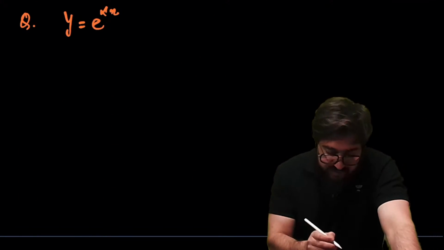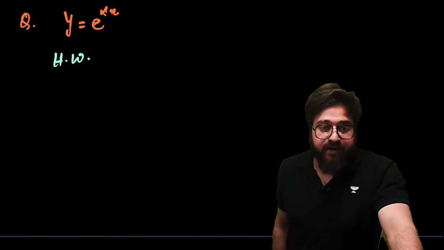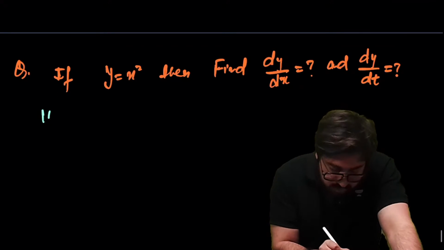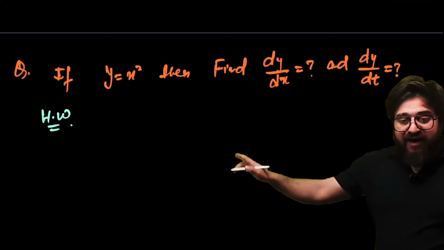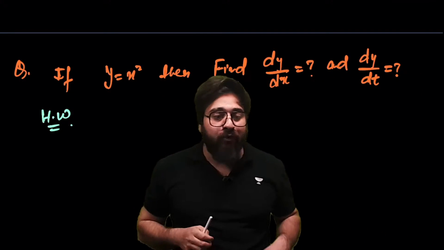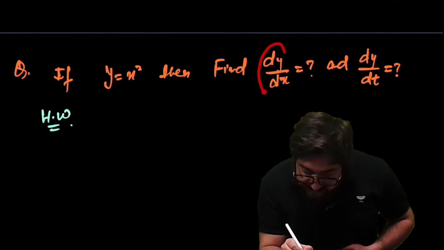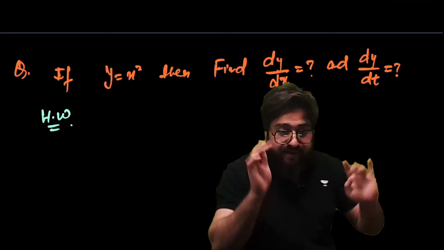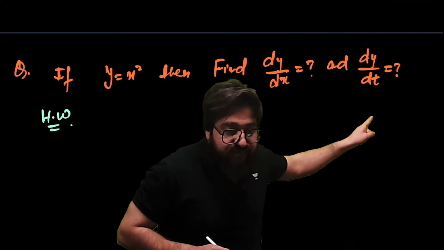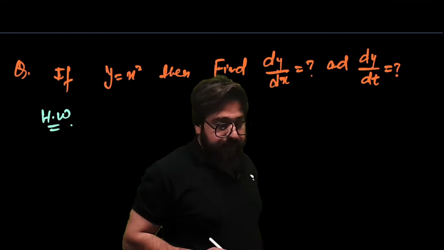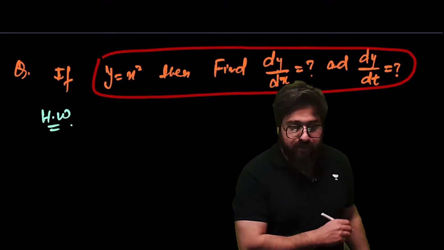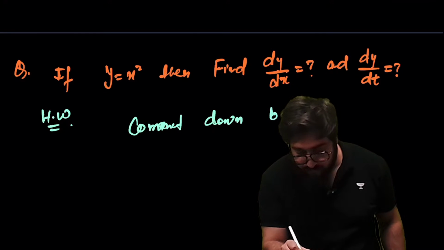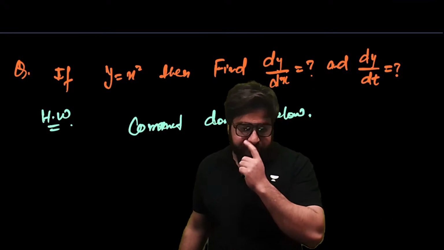Can you tell me what is the double differentiation of this one? This I'll give you as homework. Double differentiation of this one. And this is one of the best questions over here today. This also I'll give you as homework. If we have y is equal to x square, in this case, you have to find dy by dx, that is differentiation of this y with respect to x. And you have to find the differentiation of y with respect to t. Okay, this is the question. I want the answer of this question in the comments. Comment down below.